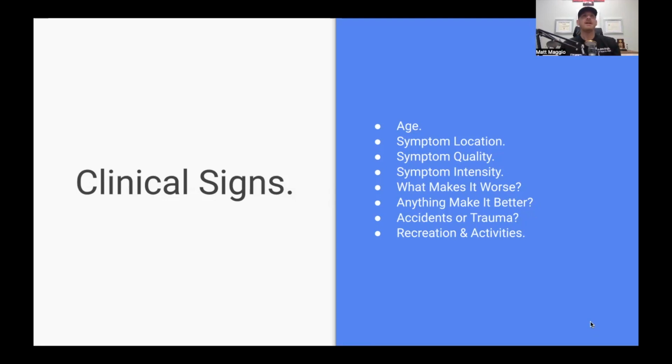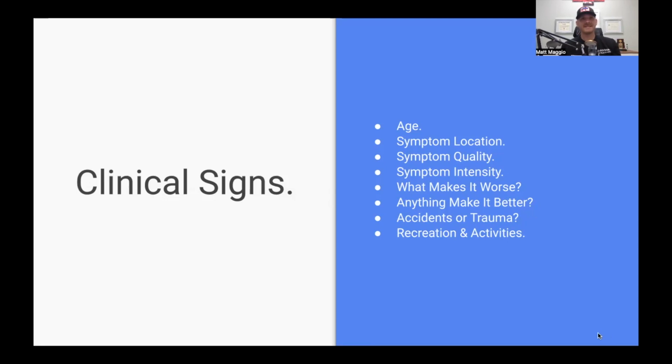Then the quality, a lot of times it's going to be sharp. It might be stabbing. It might be popping. It might be clicking. It might be grinding. A lot of those quality types of presentations will give us some ideas of what we're dealing with and what specific structures are involved.